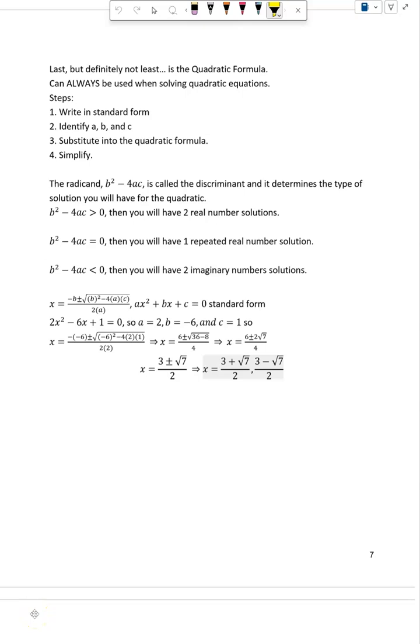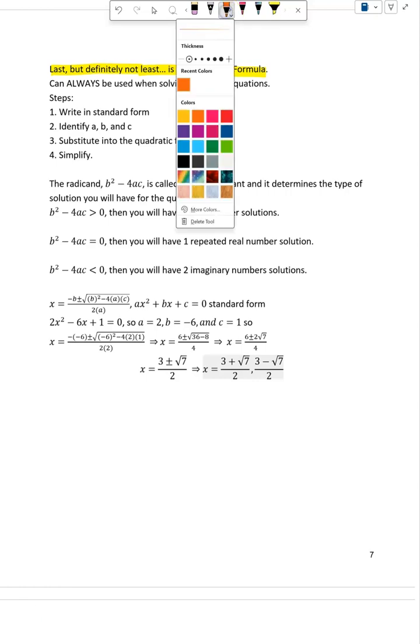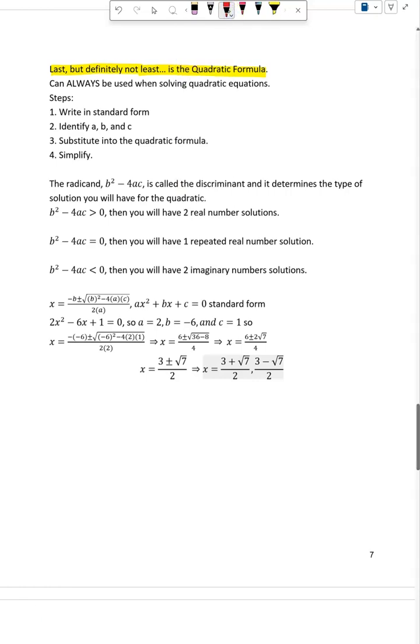Okay guys, we are still doing quadratic functions, but now let's talk about solving using the quadratic formula. Last but definitely not least is the quadratic formula. Another thing about this one is, no restrictions. So this one can always be used when solving quadratic equations, okay?